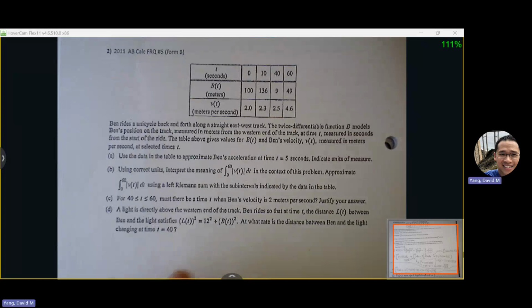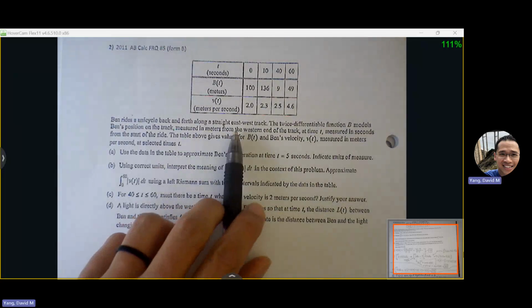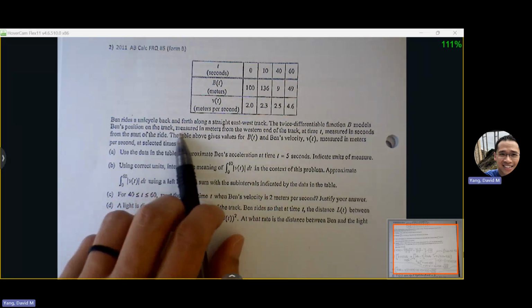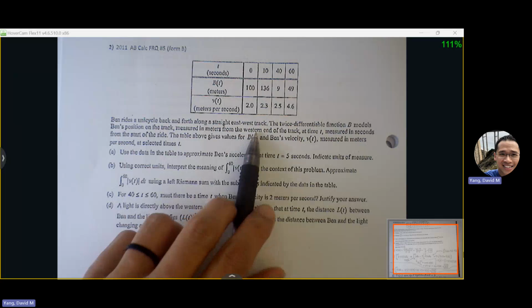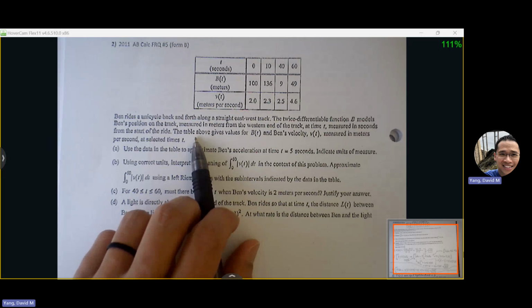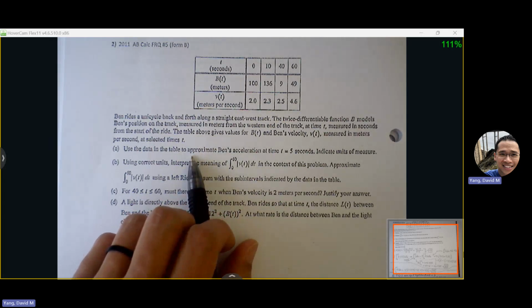Okay, Ben rides a bicycle back and forth along a straight east-west track. This twice differentiable function B models Ben's position on the track measured in meters from the western end of the track at time t, measured in seconds from the start of the ride. The table gives values for B of t and Ben's velocity measured in meters per second at selected times t.